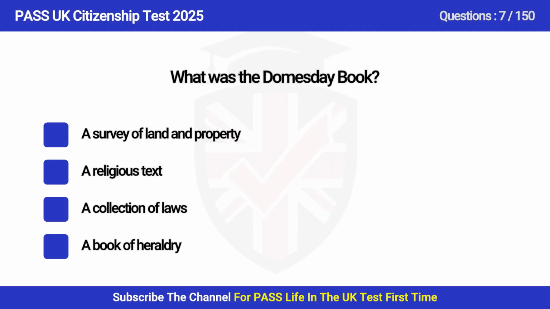Question 7. What was the Domesday Book? A. A survey of land and property, B. A religious text, C. A collection of laws, D. A book of heraldry.